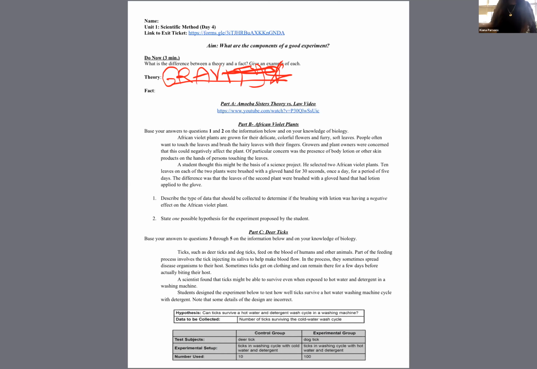So, what is a fact? The paper fell, right? The paper fell when I dropped it. That is a fact. That supports the theory of gravity. We could test that theory 5,000 times, and 5,000 times out of 5,000, if we were on Earth, the object would fall.